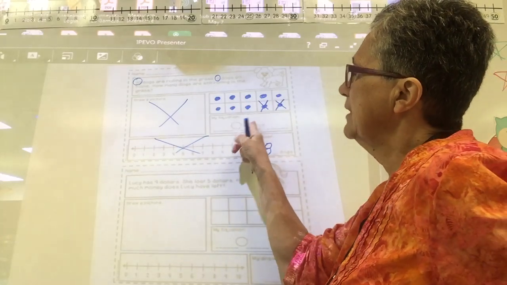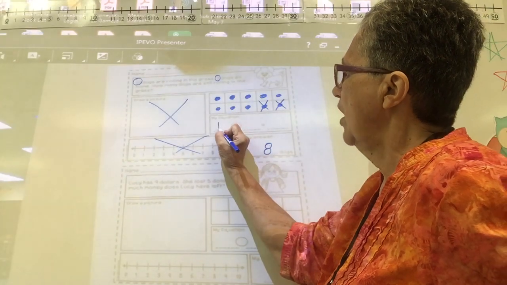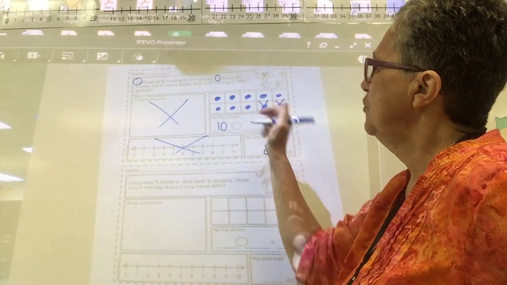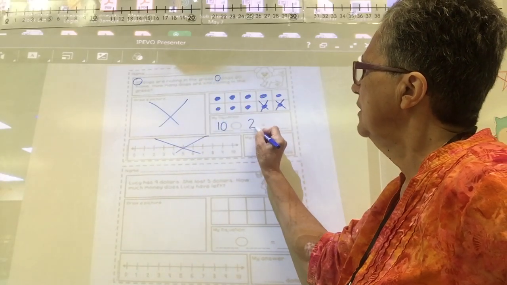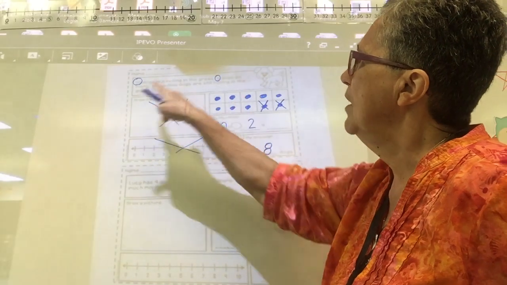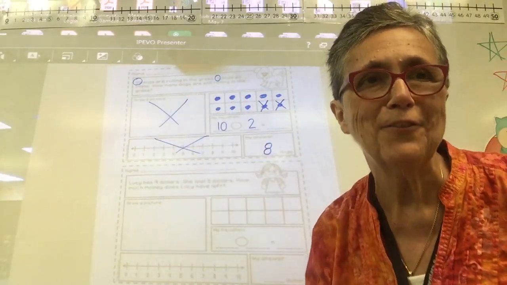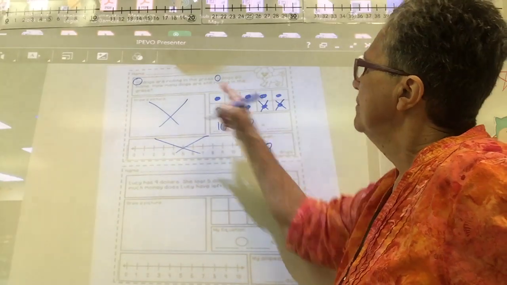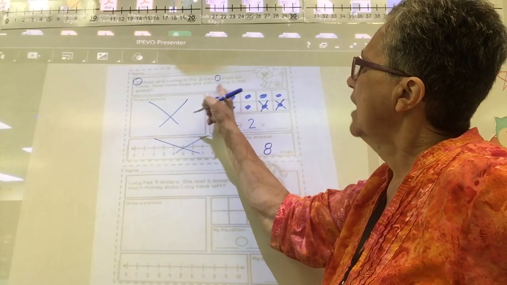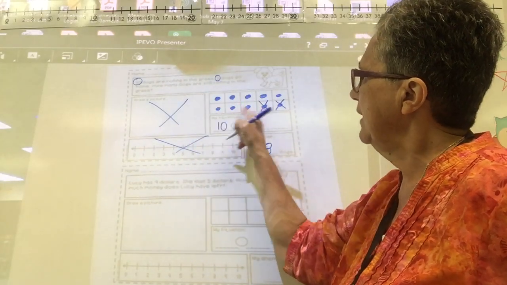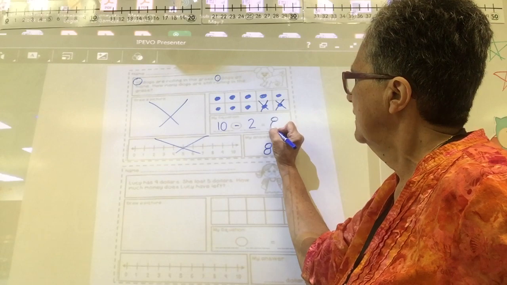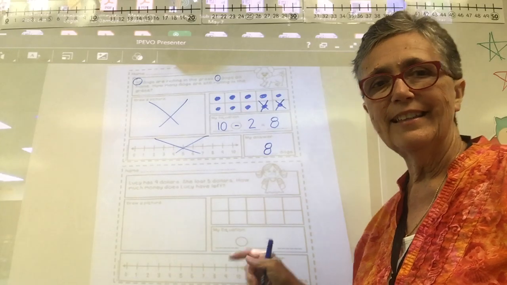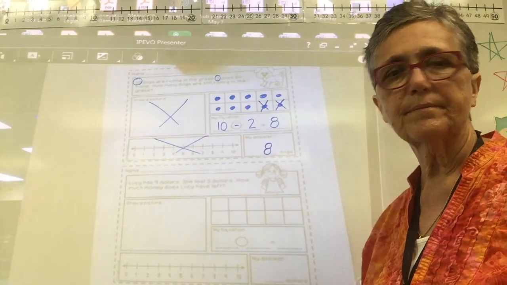Now, we can make a number sentence. There were 10 dogs rolling in the grass. 2, that's our other number. 2 dogs go home. That means they left. That means it's takeaway. How many dogs are still rolling in the grass? Well, we counted. It's 8. 10 take away 2 equals 8. All right, let's do another one.